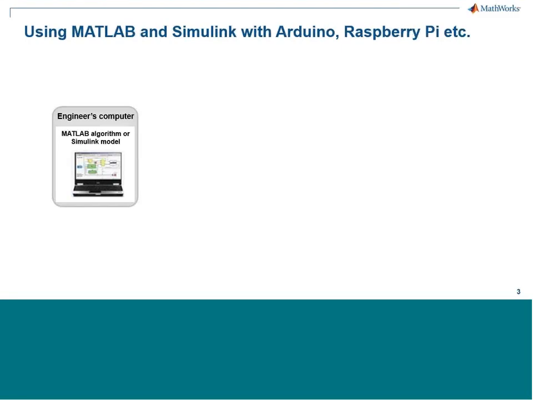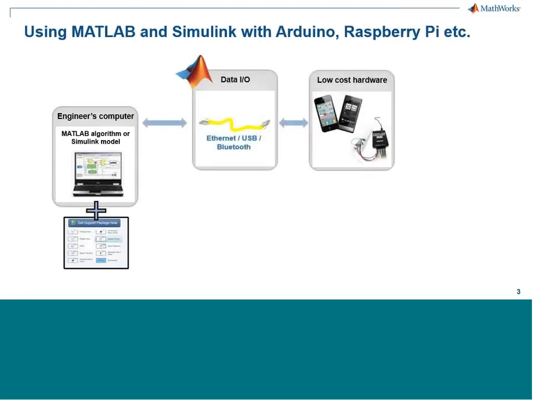There are two primary ways of using MATLAB and Simulink with low-cost hardware such as Arduino, Raspberry Pi, and so on. So here's your computer with a MATLAB algorithm or a Simulink model. You'll need to add a support package for the specific hardware platform. And if you have the MATLAB support package, you can write MATLAB programs that read and write data to your hardware. Because MATLAB is a high-level interpreted language, programming with it is easier than with C++ or C and other compiled languages. You can see the results from the I/O instructions immediately, so you don't need to compile anything. Also, MATLAB includes thousands of built-in math and engineering plotting functions that you can use quickly to analyze and visualize the data you've collected. You'll see this in action in today's demo.